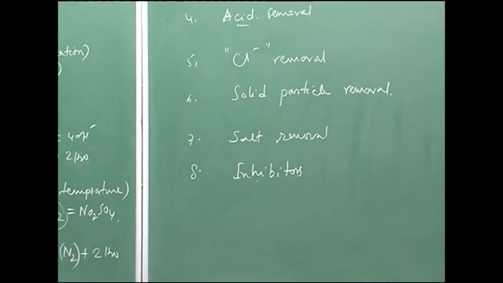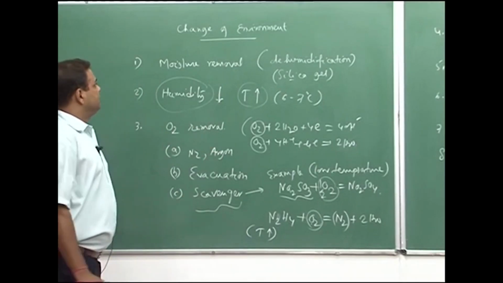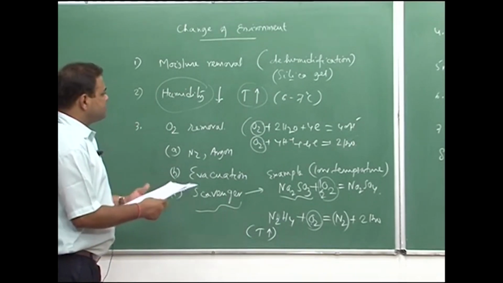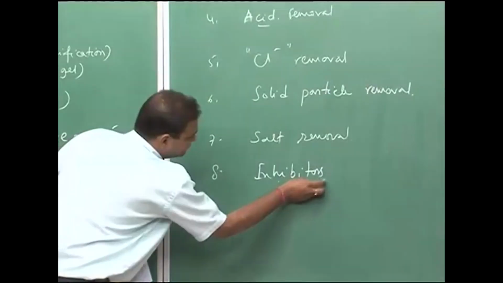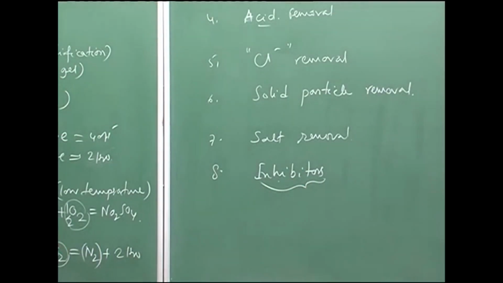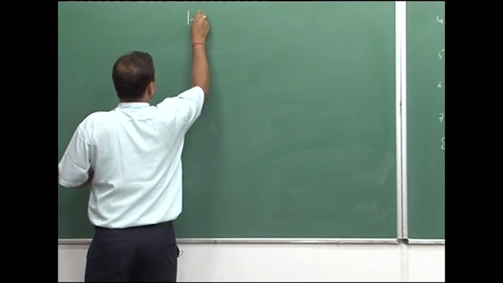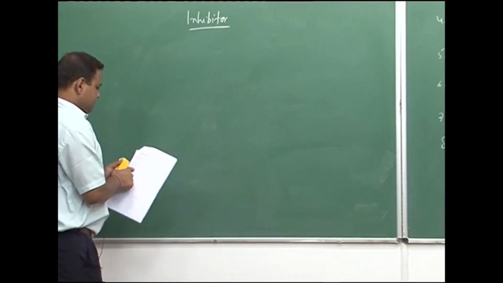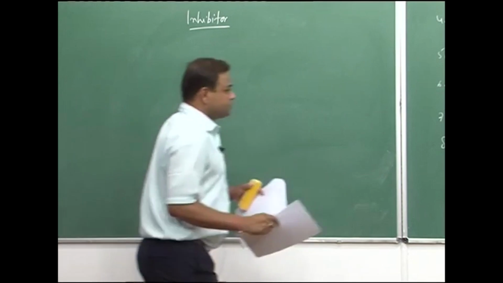So, if we change the environment in this manner, we can increase the corrosion resistance. Now, coming to these inhibitors, let us discuss a little more on these inhibitors. So, if we see inhibitor, let us discuss this part.